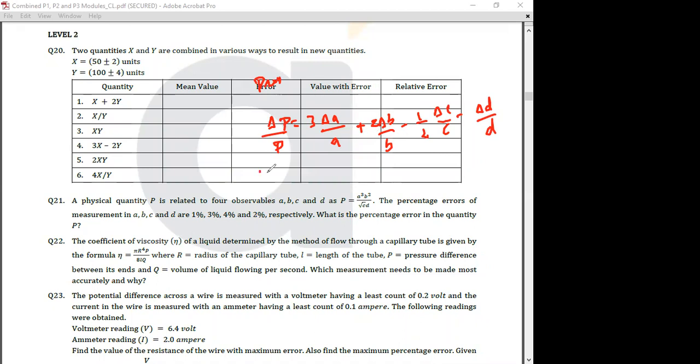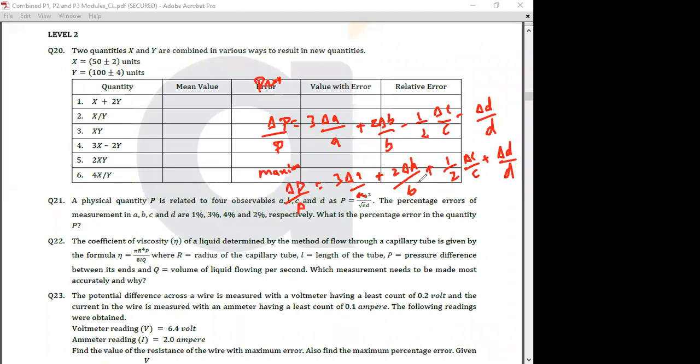But if you see maximum error, so maximum error would be delta P by P is equal to 3 delta A by A plus 2 delta B by B plus 1 by 2 delta C by C plus delta D by D. Okay, this is the maximum error. Everyone got this concept cleared? Raise your hand. And when you talk about percentage, just multiply by 100.